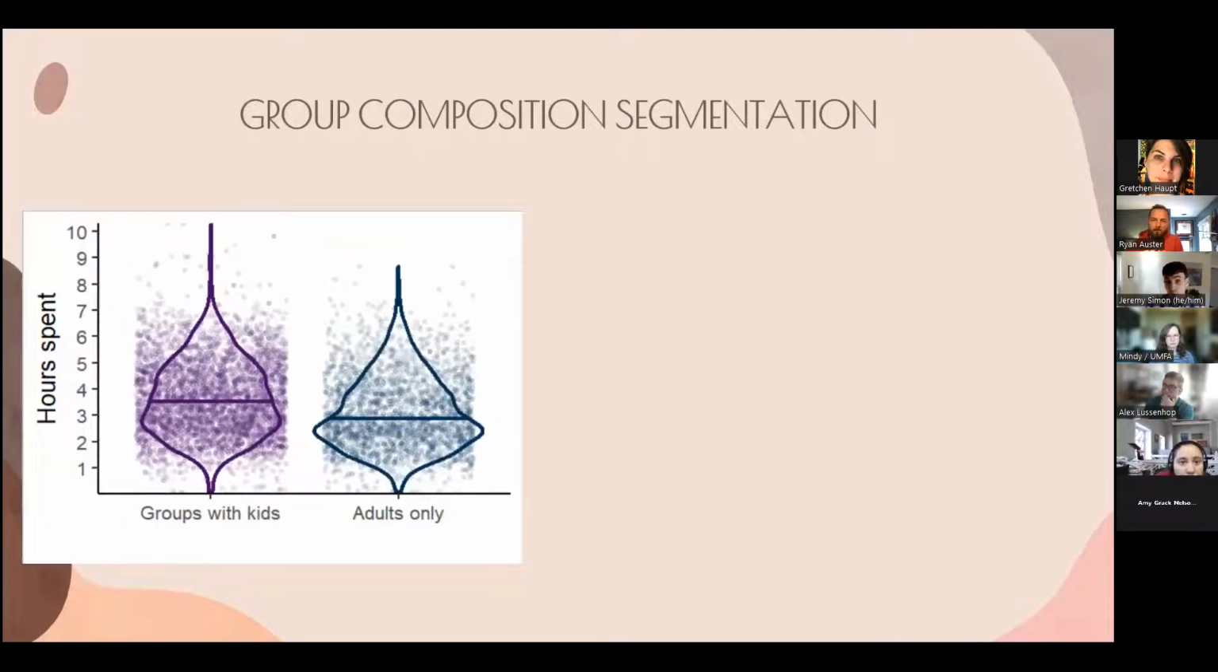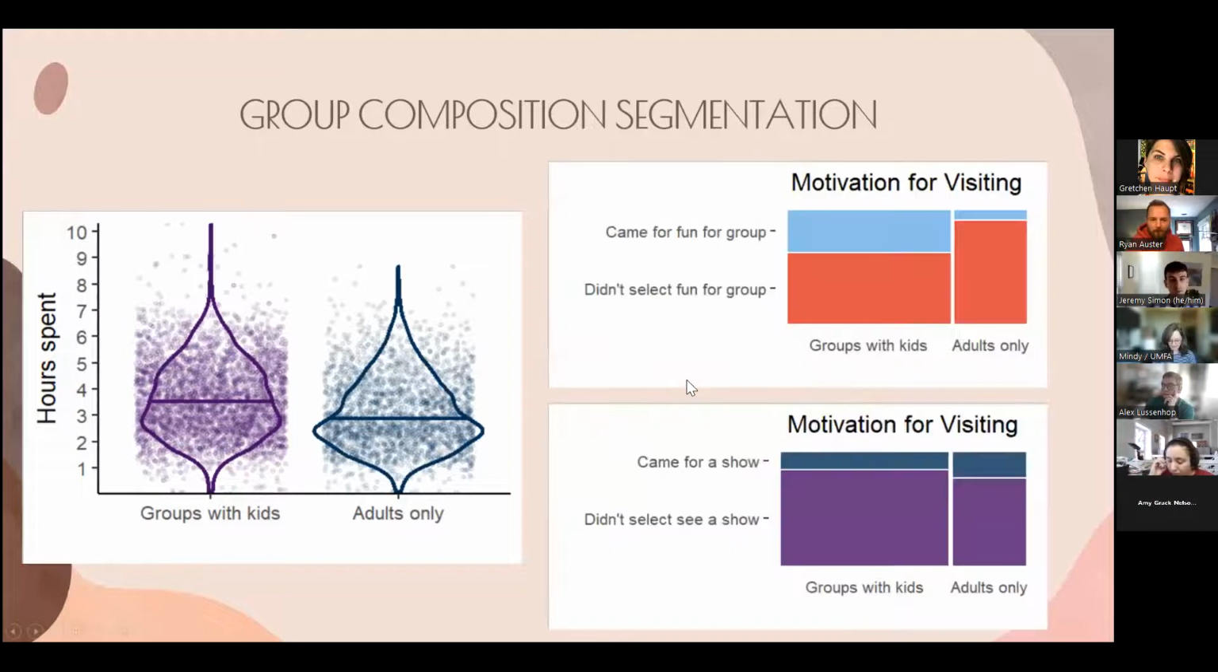Groups with kids spend more time in the museum. And I should say, I got nerdy and I checked. All the differences I'm showing you here are statistically significant at p less than 0.001. They're really clear differences. Also the sample's like 11,000 people, so it's easy to find these differences. But yeah, groups with kids are spending 3.5 hours in the museum. Adult only groups are spending under 3 hours in the museum. That's interesting. Probably provide some more things for people who are spending longer in the museum.